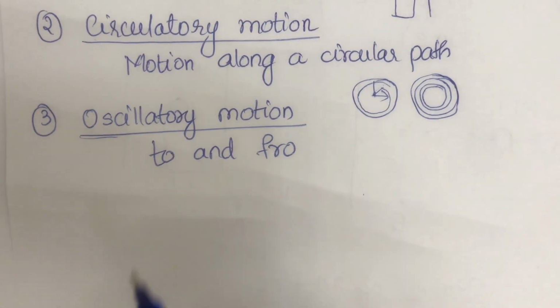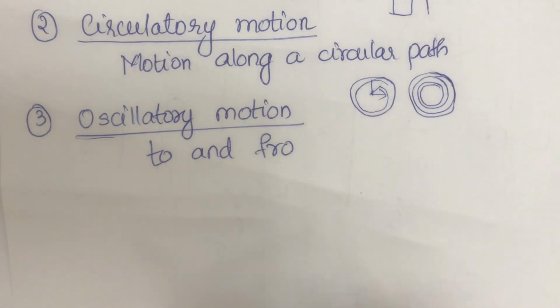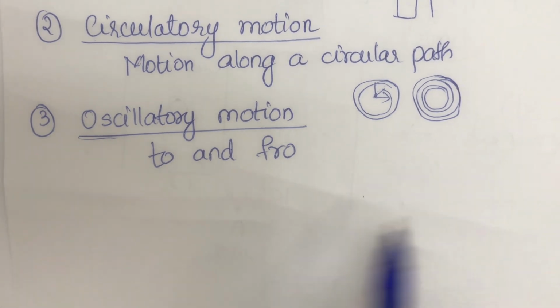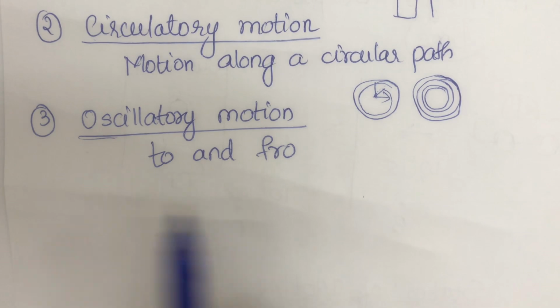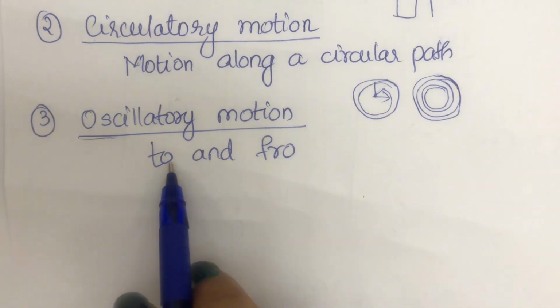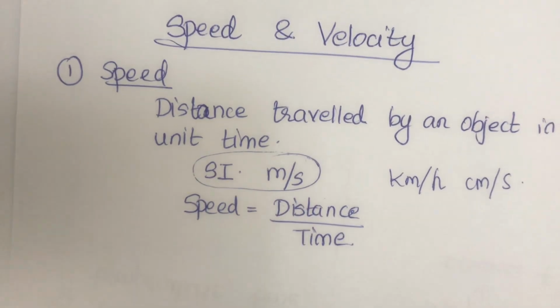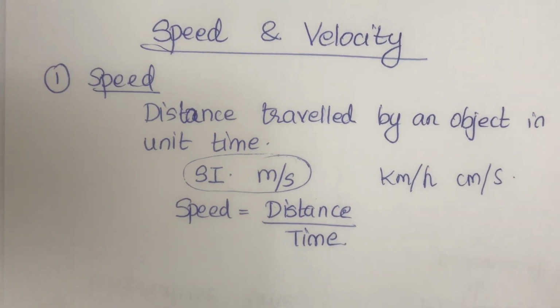And the third one is the oscillatory motion. That is to and fro motion. Where have you seen to and fro motion? In a pendulum, right? In a pendulum, we can see to and fro motion. That is also known as oscillatory motion. So now we move on to the next topic, that is speed and velocity.